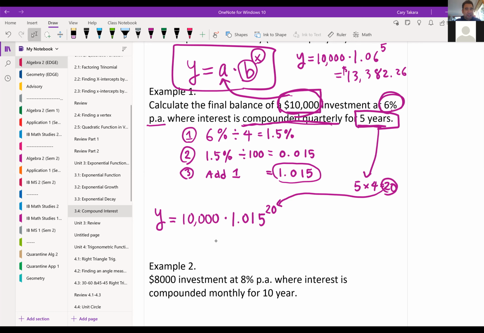So let's figure it out. Take out your calculator. 10,000 times 1.015 to the 20th power. You guys all have that? What did we get?